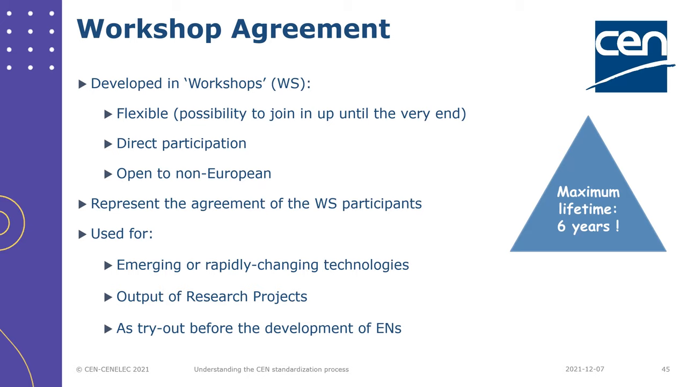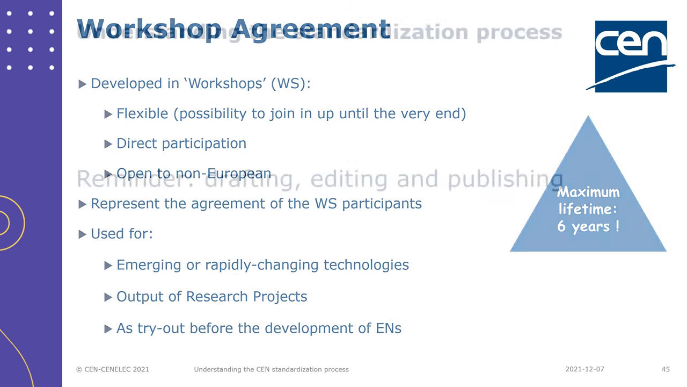Once the workshop agreement is published, it has a lifespan of 3 years that can then be extended for another 3 years, so max 6 years. And this means that after these 6 years, there is a need for a decision on whether the workshop agreement can be transformed into another deliverable. Otherwise, if that's not the case, then it needs to be deleted, withdrawn.